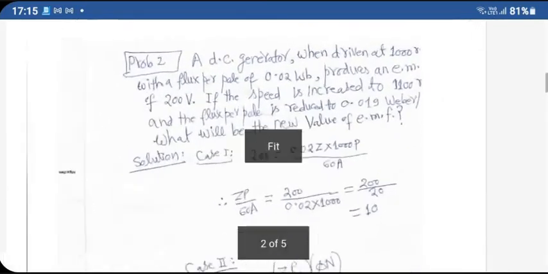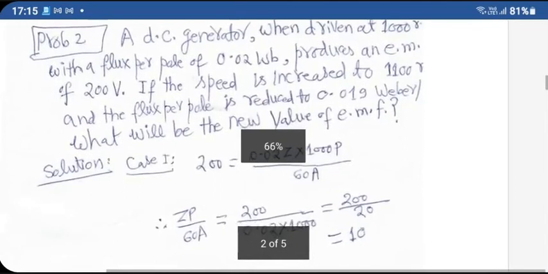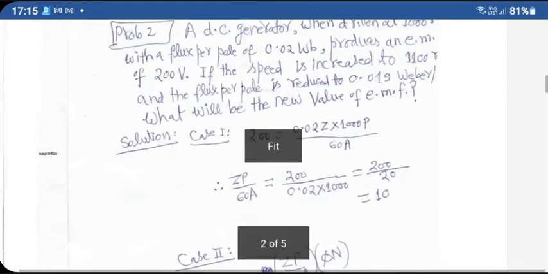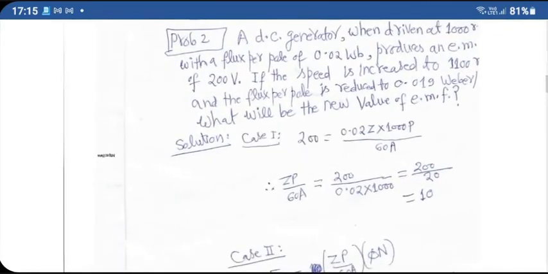In the first case, you are given EMF equal to 200 volt. So write down the equation: 200 equal to phi ZNP divided by 60A. Phi is given as 0.02. ZP divided by A is not given, but you don't need it. From the equation at the top, you figure out the value of ZP divided by A. It is the same for the machine all the time. Z doesn't change in a given machine, P doesn't change, A doesn't change. Okay, it's a mature design, right? So based on information in the first sentence, you calculate ZP divided by A for the machine.